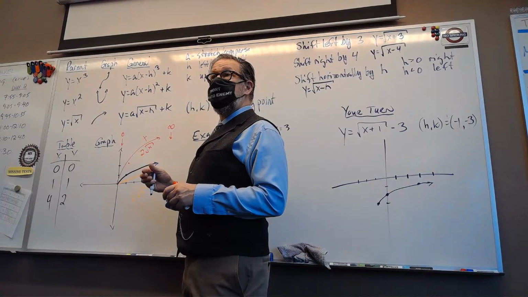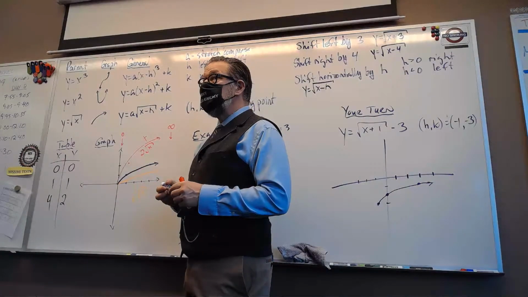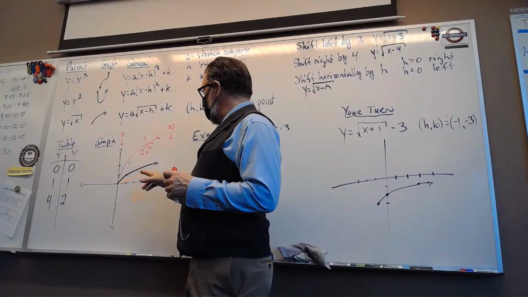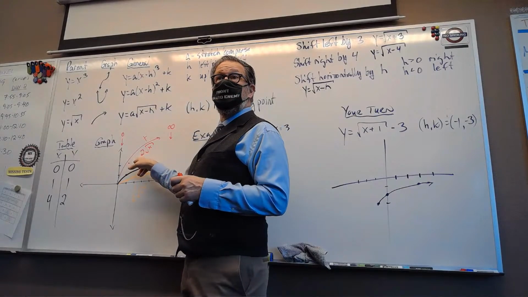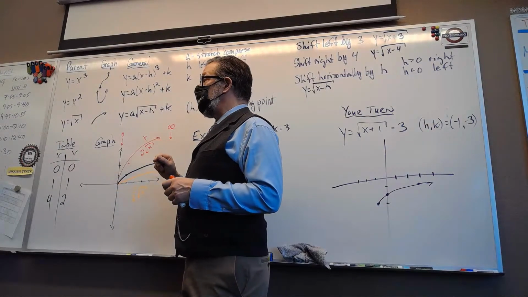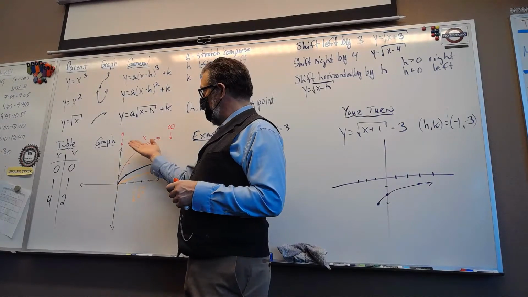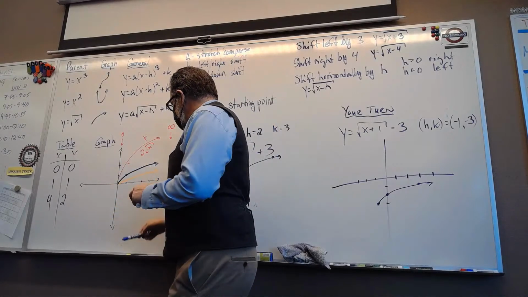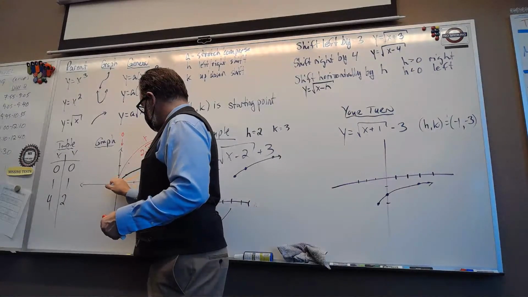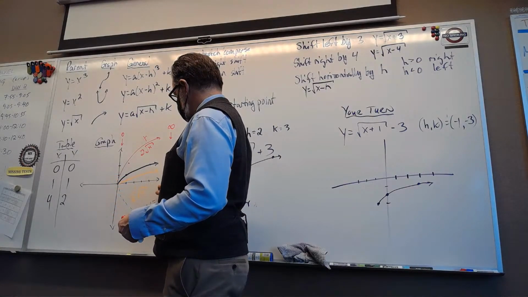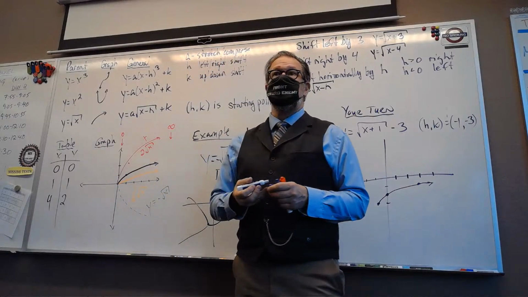And what happens if I make it negative? Anybody? What happens if I make a to be a negative number? All these positive values become negative values. It'll flip over and go down. If I make a less than 0, it'll look like that.